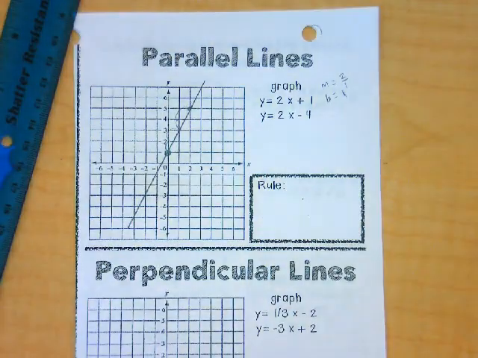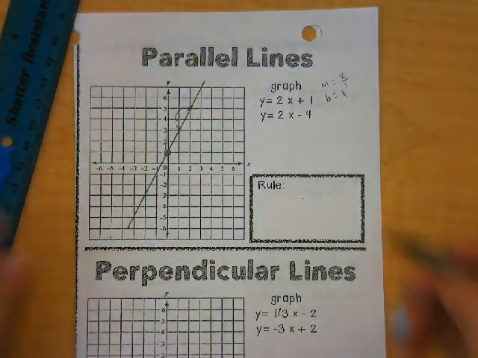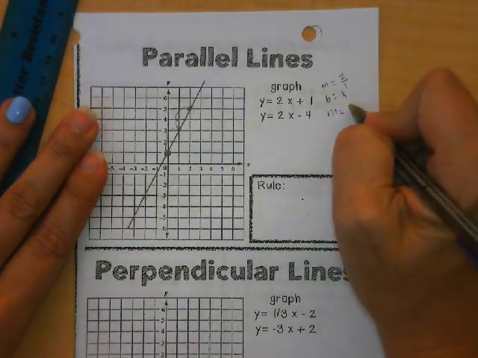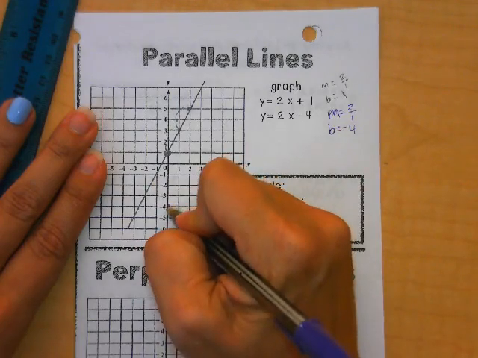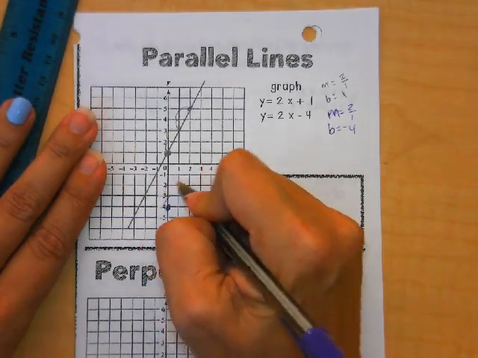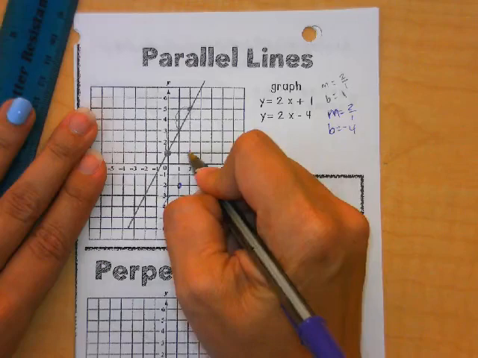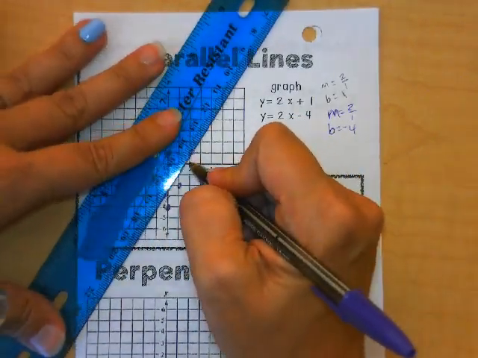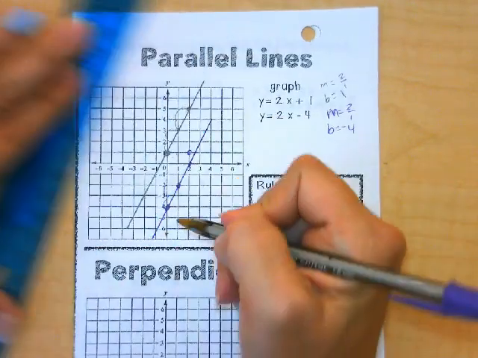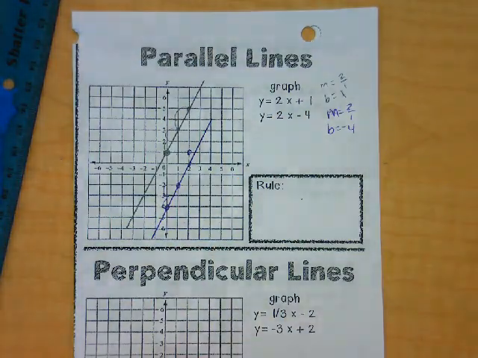I'm going to use a different color for the second one. My m on the second one is also 2 over 1, and my b is now -4. So starting at -4, rise 2, run 1, rise 2, run 1. And we can see that, in fact, these lines are parallel.